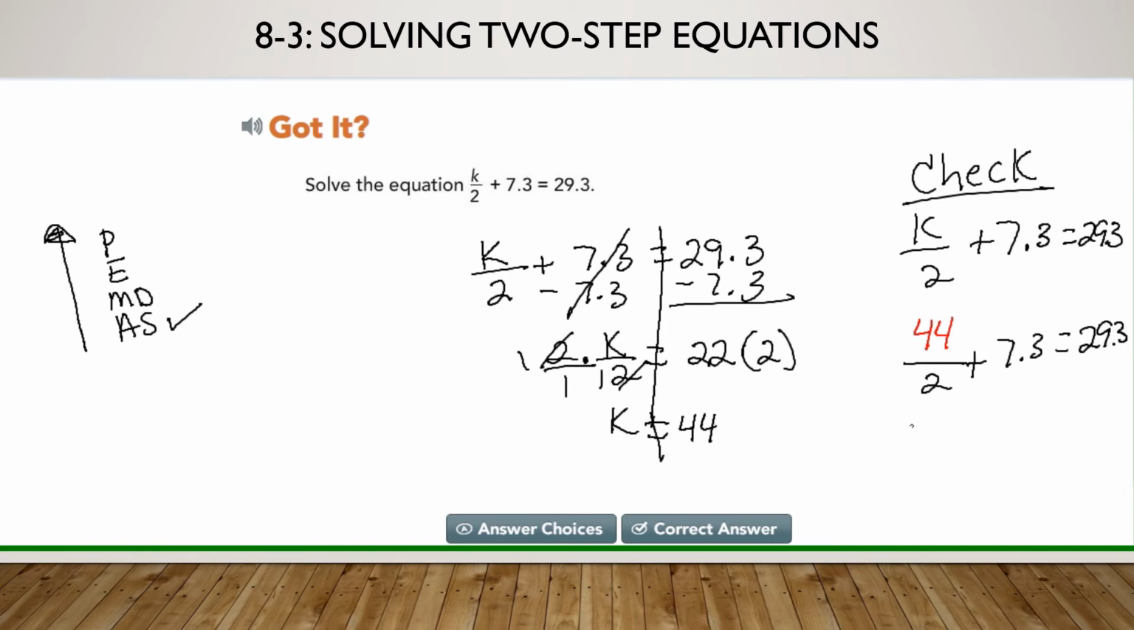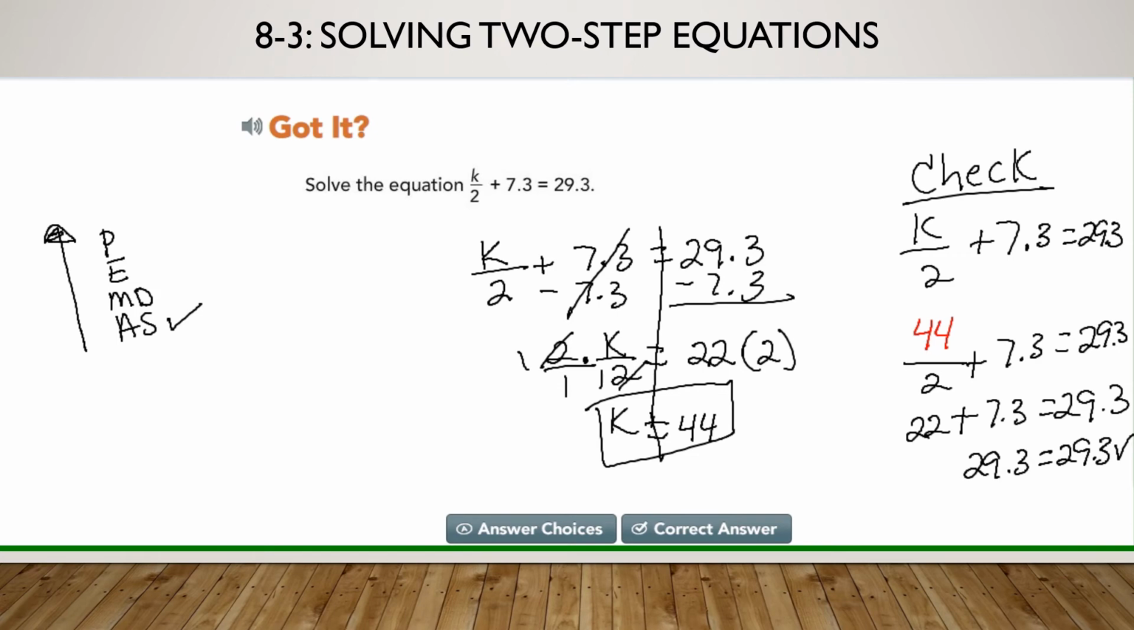44 divided by 2 is 22, plus the 7 and 3/10 should be equal to 29 and 3/10. 22 plus 7 3/10 is equal to 29 3/10, which equals 29 3/10. So that means k is actually equal to 44.